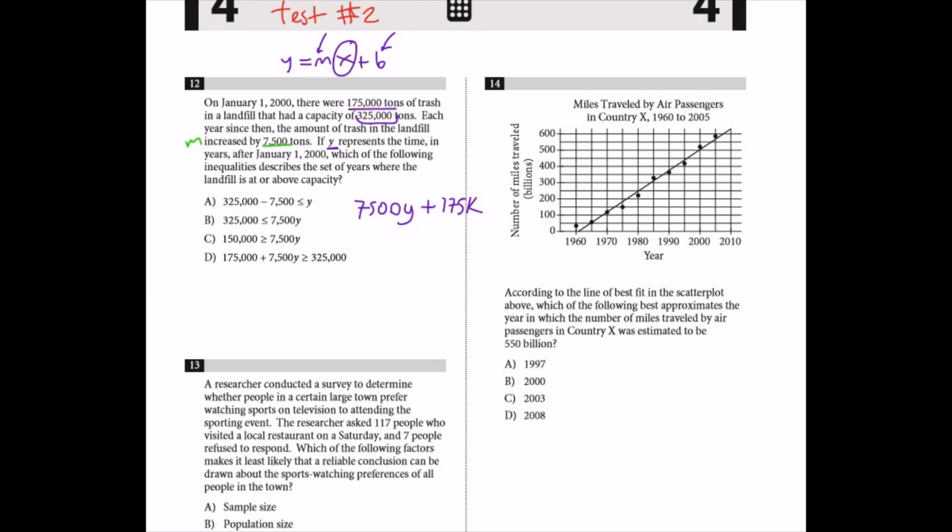greater than or equal to, the capacity, 325,000. We use greater than or equal to because we're calculating the point where the landfill is equal to or above the capacity. So this amount will be above or at the capacity.